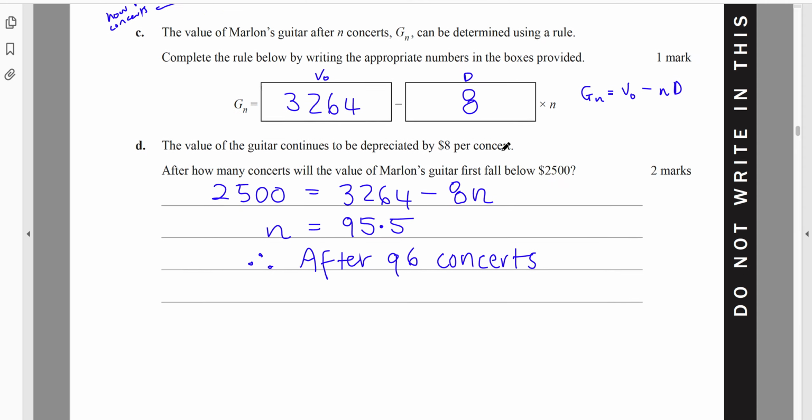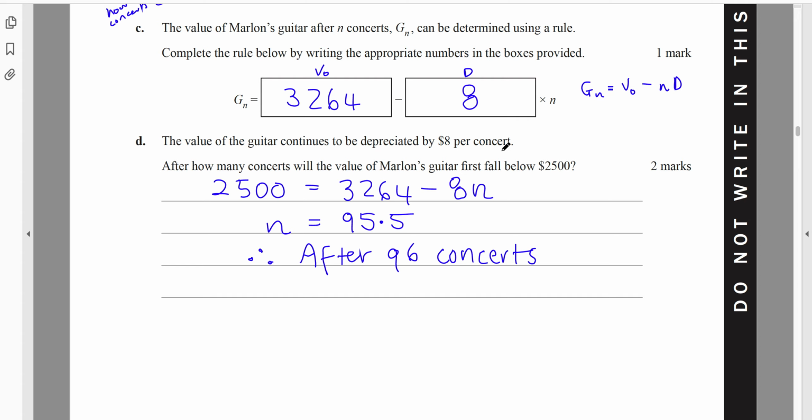In part D, you can use that particular rule if you wish, and you'll see I've done that here to get an answer. First of all, we want to know how many concerts it's going to take before the value drops below 2,500. So that means that our Gn value is 2,500. And you'll notice that I've substituted that in for Gn. I've put it in its place, and then I've written the rest of my rule there. And then for this bit, I used solve, or you can solve by hand if you find that faster. I used solve and I got 95.5.